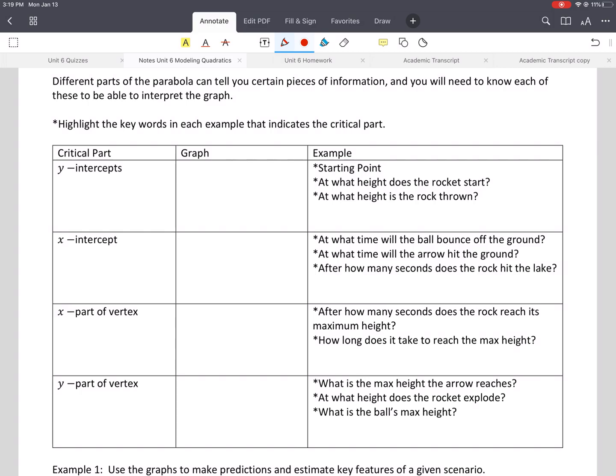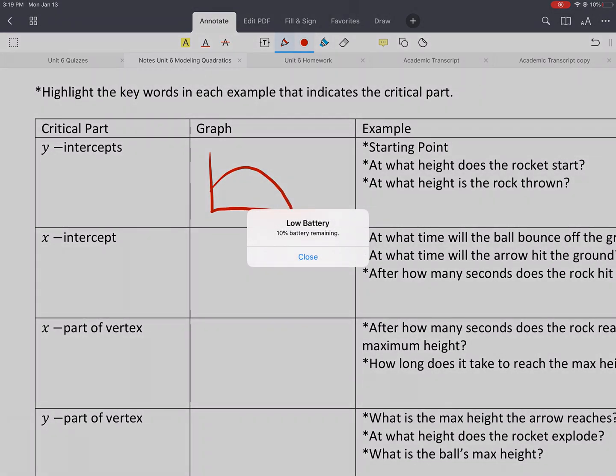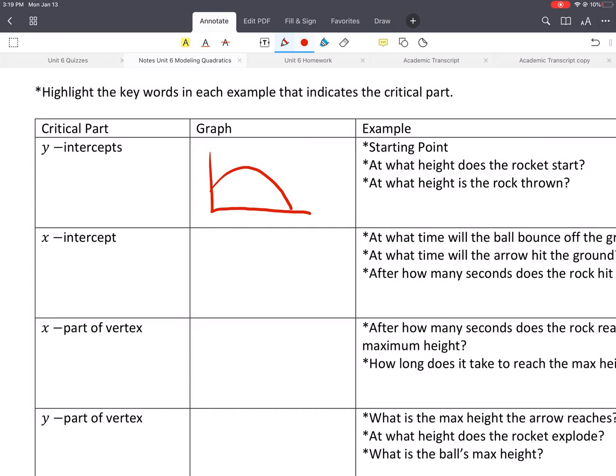So y-intercepts. If we were to draw a little graph, I'll zoom in a bit for you, something like this could be your quadratic. And if we're trying to talk about the y-intercept, some of the information they may be asking is, what is the starting point? Or at what height does the rocket start? Or at what height is the rocket thrown? So things like that. That's what they're discussing, the y-intercepts.